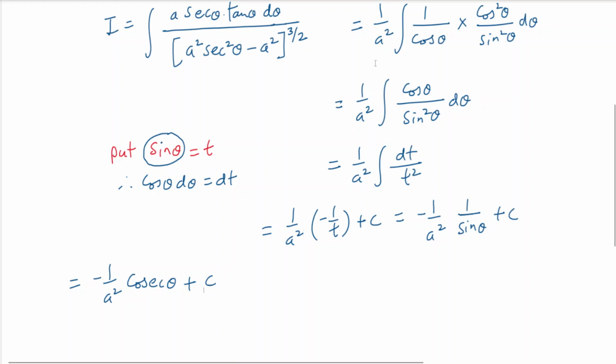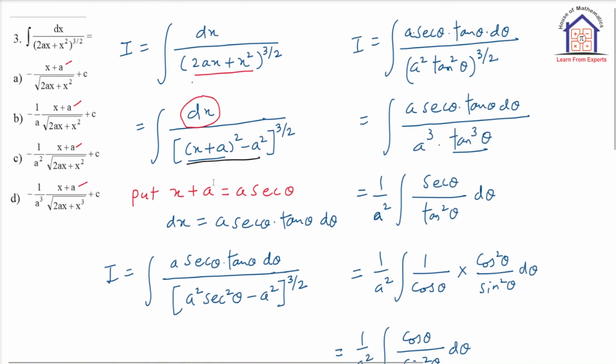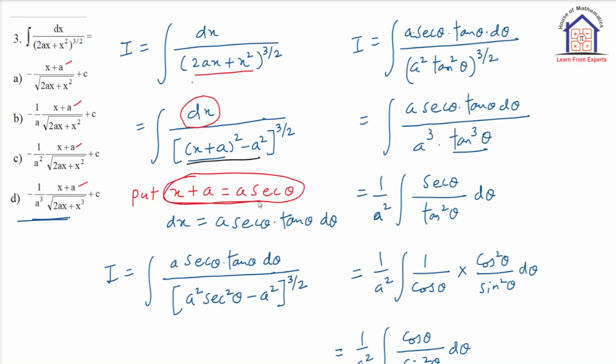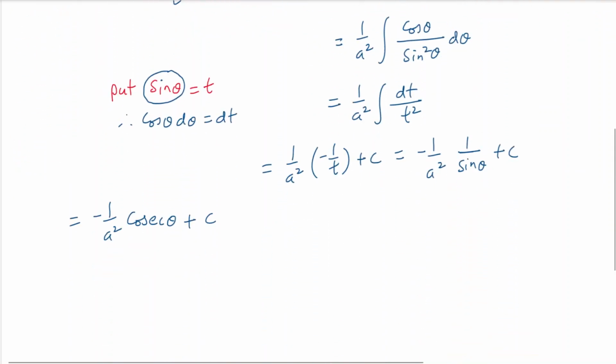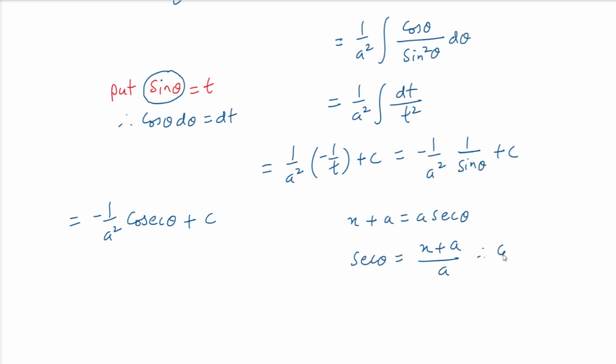But again we have to convert the cosec theta in terms of x. We have to give the answer in terms of x here. So our original substitution was x plus a equal to a sec theta, and we have to find the value of cosec theta. So sec theta becomes x plus a upon a, and cos theta becomes a upon x plus a. So we will use the right angle triangle here to convert cosec theta in terms of x.